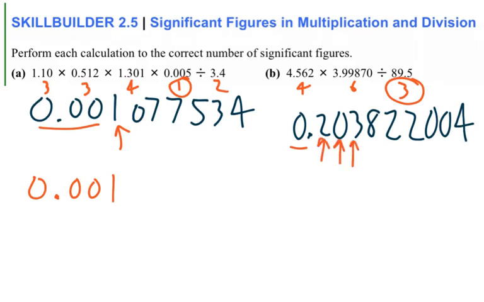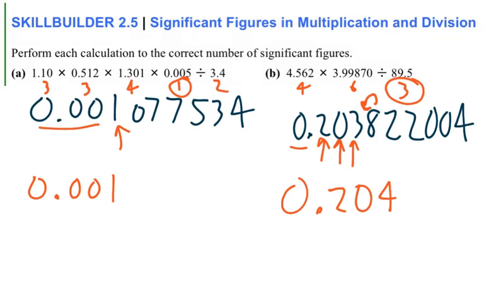Always pay attention to what number is after that 3. In this case, it's an 8. Because that number is greater than 5, that 3 is going to get bumped up, and it's going to end up being 0.204 after rounding correctly. Okay? So that is the rule when you either multiply or divide.